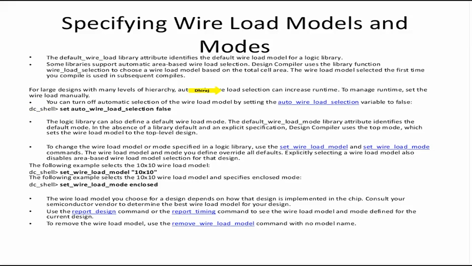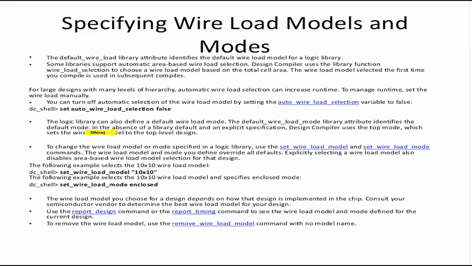Let's say your design has a lot of hierarchies. Many of these hierarchies will be small, so it will pick up a small wire load model. Again, for larger blocks, it will pick larger area-based wire load models. So it has many different kinds of wire load models for different parts of the design. This can increase the runtime. If you want to set this off, you can use this variable. The library can also define a default wire load mode. If the mode is not defined, Design Compiler will choose the mode top.